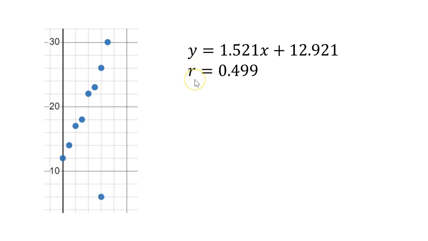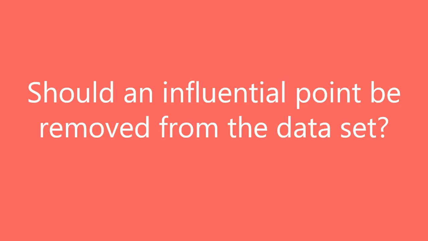Look at our correlation coefficient. Before it was 0.99, now it's 0.499. It has dropped significantly because this line can't really match all of the dots when we have this outlier down here. So that point of 6 rubber bands and 6 inches, we would call that an influential point. And then here's the important question. Should an influential point be removed from the data set?